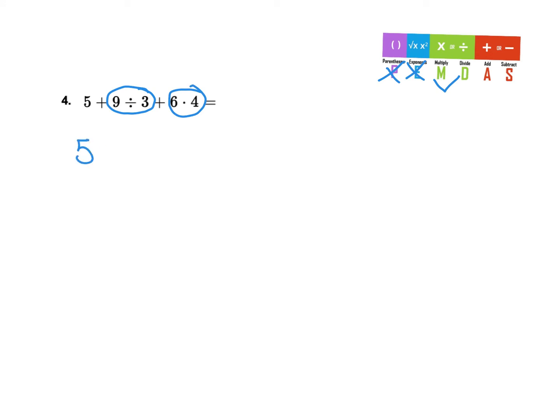I'm going to have 5 plus, and 9 divided by 3 is 3, and my plus, and then 6 times 4 is 24. All right, so we've done those. So now all I have left is to add them. So 5 plus 3 is 8, plus 24, and that's going to be equal to 32.